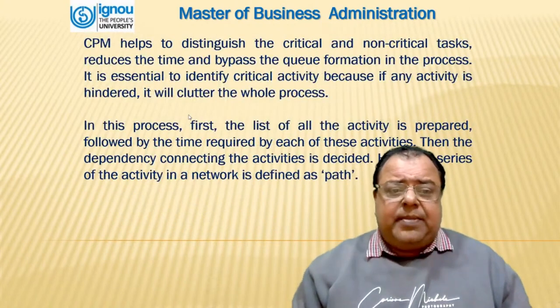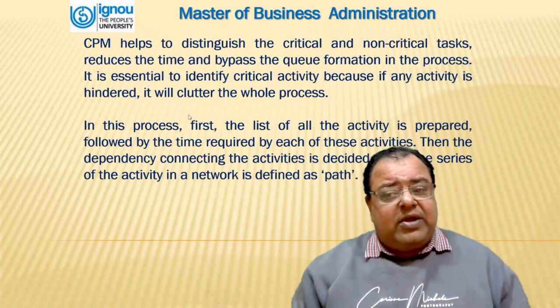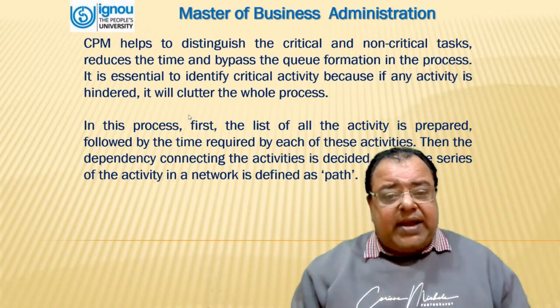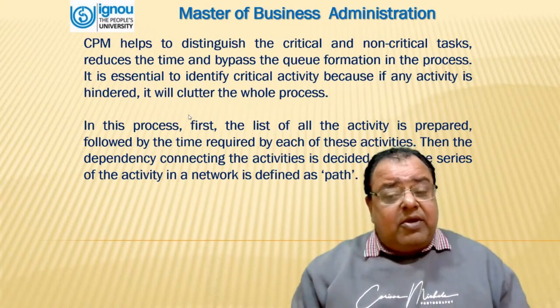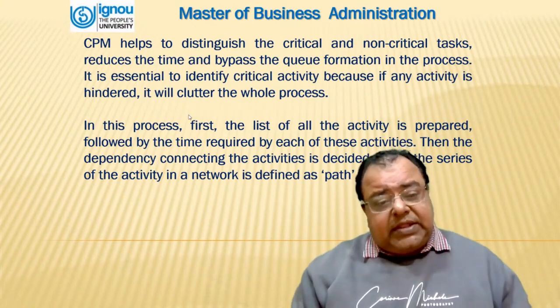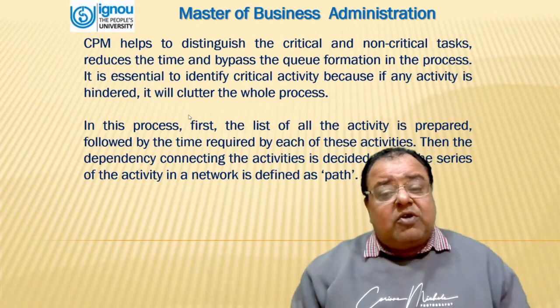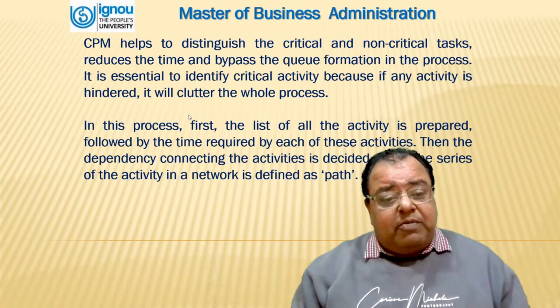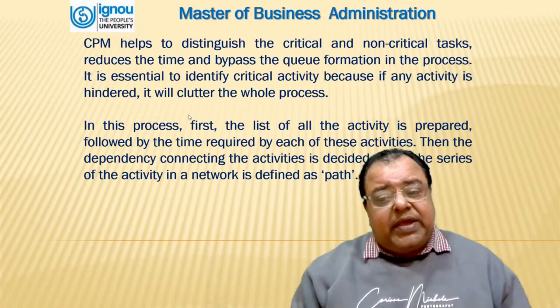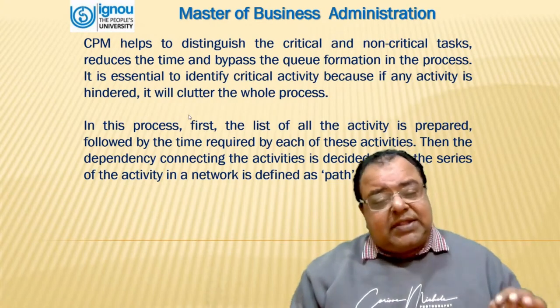CPM helps to distinguish the critical and non-critical tasks, reduces the time, and bypasses the queue formation in the process. It is essential to identify critical activity because if an activity is hindered, it will clutter the whole process. In this process, first, a list of all the activities is prepared, followed by the time required by each of these activities. Then the dependency connecting the activities is decided. Here, the series of the activities in a network is defined as the path.